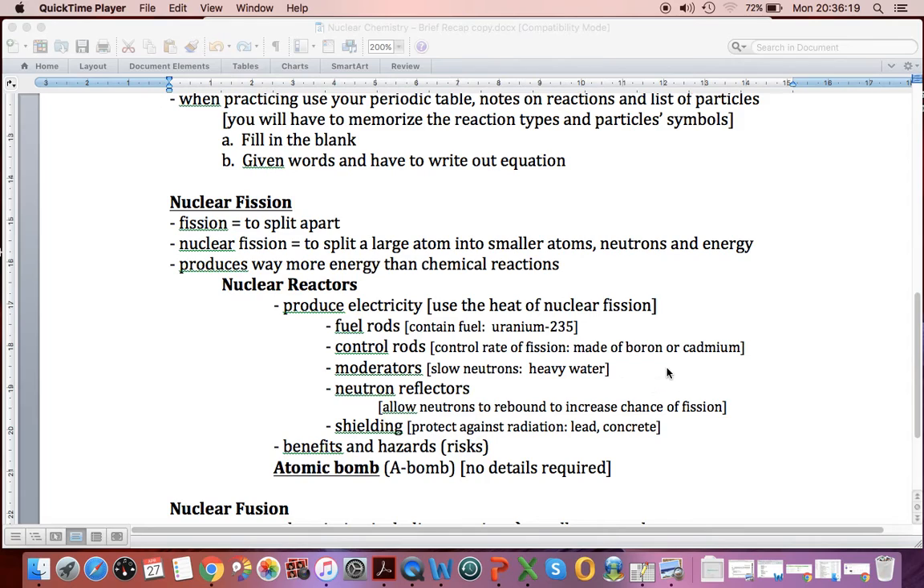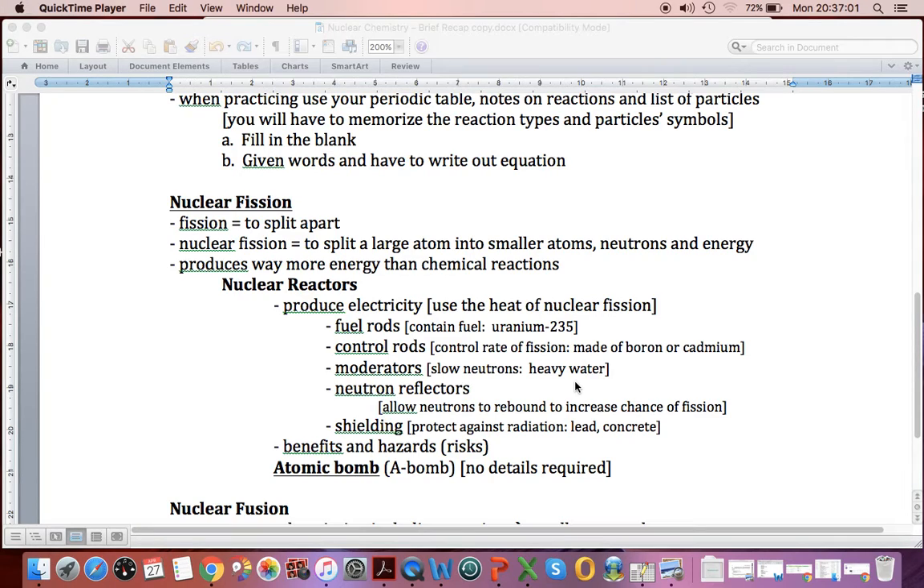Moderators slow the neutrons. Remember, we want these neutrons, like in a big swimming pool, to be moving slowly enough that if they make good contact with the nucleus, they can stick. And if they can stick for a split second, then they can fission. Heavy water, which has a heavier isotope of hydrogen in it, is what's used to slow the neutrons. Neutron reflectors would be on the side of the pool in which you're doing your fission under this heavy water. What they do is, if a neutron misses a nucleus, it hits and rebounds, and it may hit a nucleus one of the times it returns after bouncing.